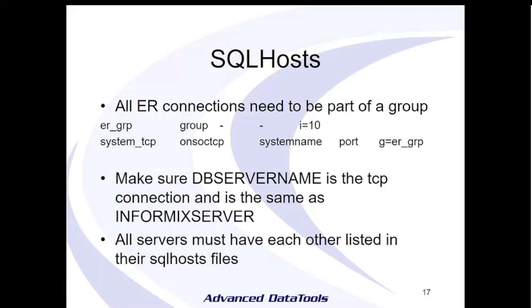Then the second line, which you need to modify, is the standard SQL host entry: the listener name, the protocol to use, the server or service interface to connect to, the port number, and then you add a fifth column, which is g equals, and then the group name. So what we're telling it is the system TCP connection is part of the ER group. ER does expect every connection to be part of a group.